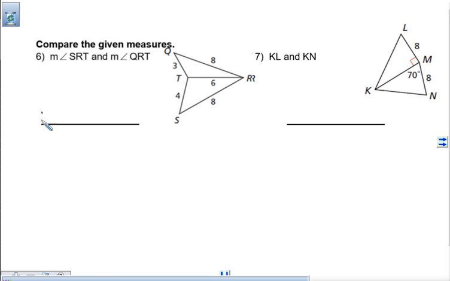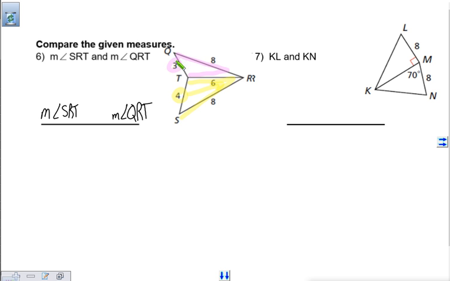Next up, we want to compare the measure of angle SRT and the measure of angle QRT. So the measure of angle SRT matches up with 4. The measure of angle QRT matches up with 3. Which one's larger? That 4. Which means that angle SRT is greater than angle QRT.